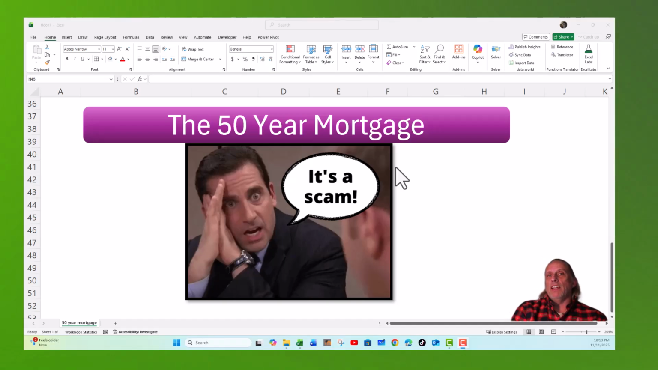But what we're going to do in this lesson is learn how to calculate what your payment's going to be on that, what your interest and what your principal is going to be every time you make a payment. And I think I'm going to demonstrate that a 50-year mortgage is just not a viable option for any reason whatsoever.